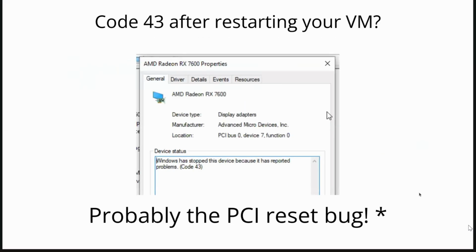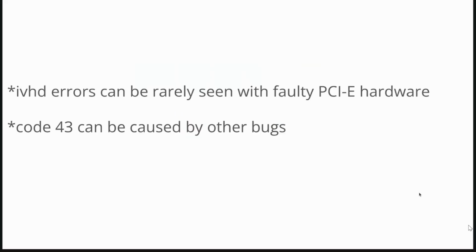Code 43 in the Windows virtual machine after restarting a VM. It worked before, you restart, now it doesn't. Probably the reset bug. IOMMU errors can be rarely seen with faulty PCIe hardware, and code 43 can be caused by other bugs, such as faulty drivers and ReBAR, which will be discussed later.